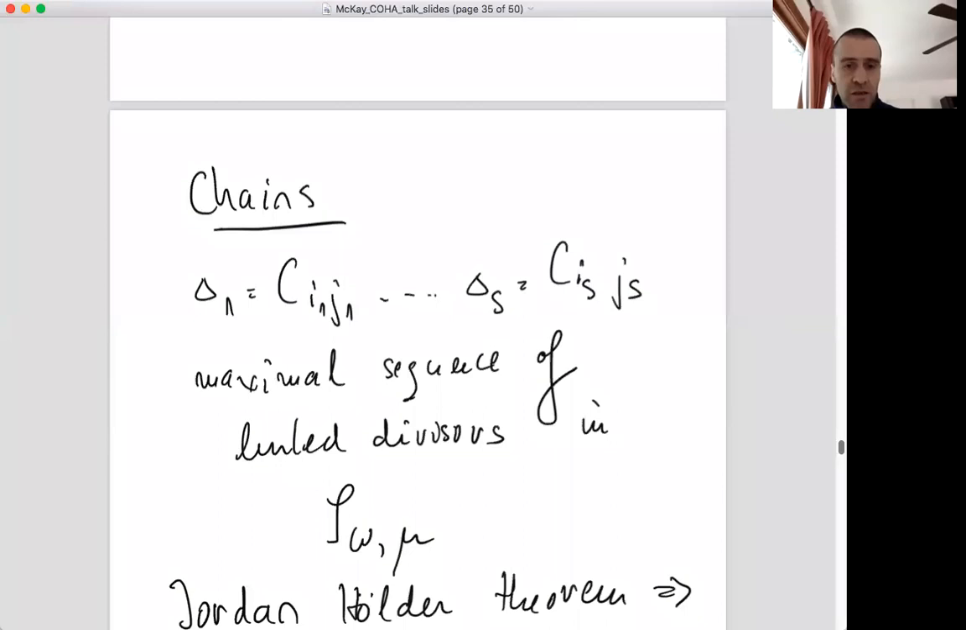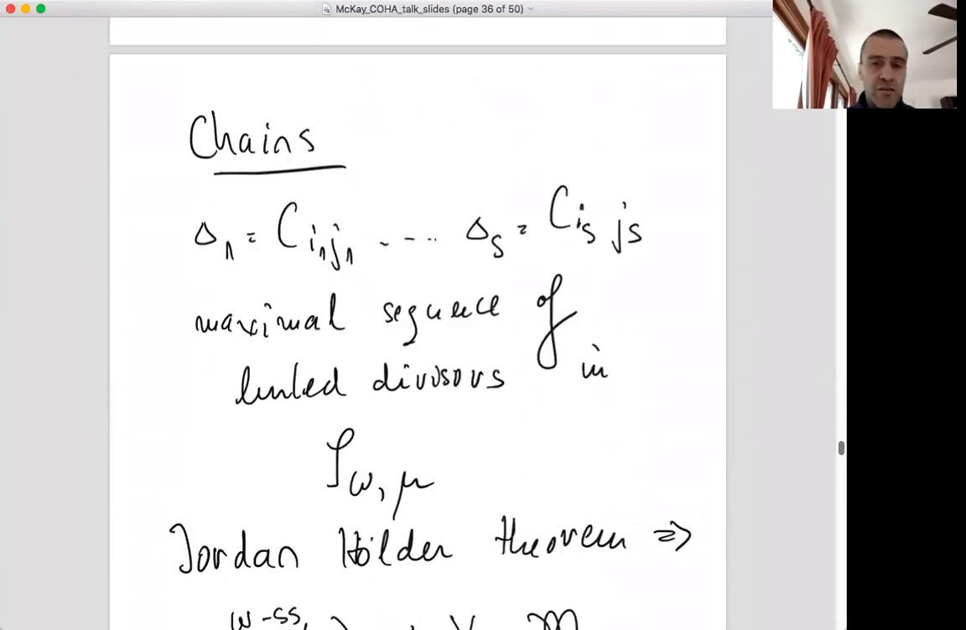Okay, so now this is the first observation. And that leads us to define chains. So what you want to do is take this set of isomorphism classes of stable objects and divide them into chains. So you pick maximal sequences of linked divisors, right? So you can partition this set of stable objects into chains, which are formed of maximal sequences of linked divisors, like this.